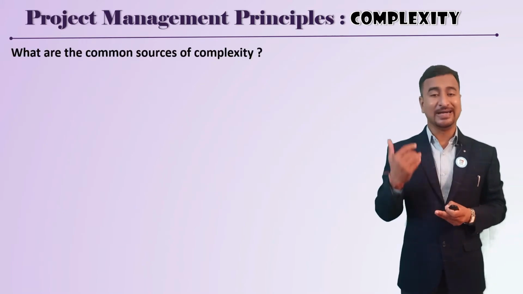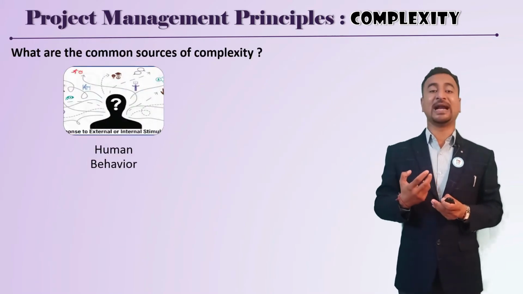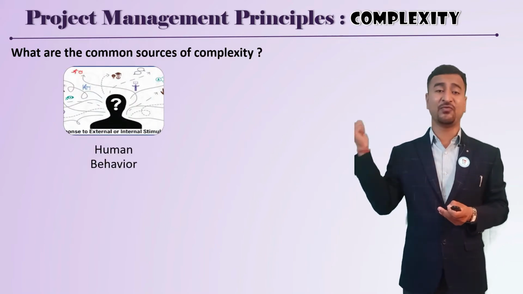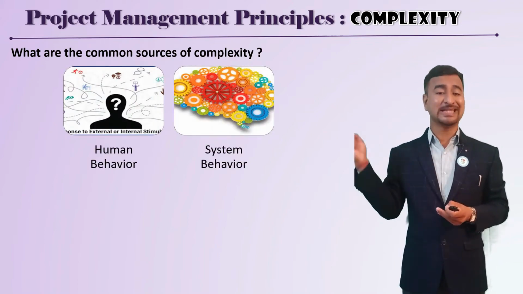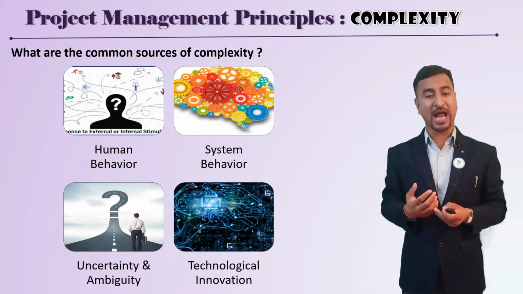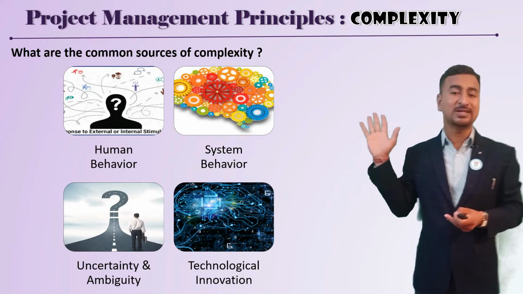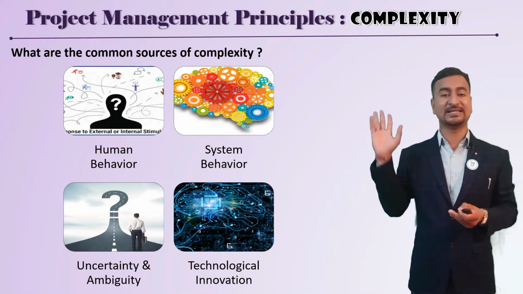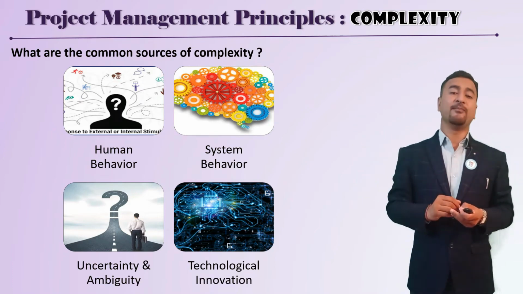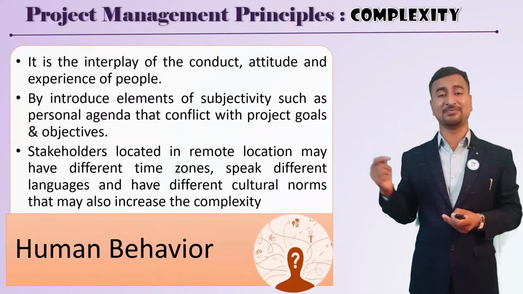So let's try to understand what the common sources of complexity are. First would be human behavior, second would be system behavior, third would be uncertainty or ambiguity, and the fourth would be technological innovation. This is not a limited list, there are many. This is just an indicative list of what we have mentioned here, and we are going to discuss them one by one.